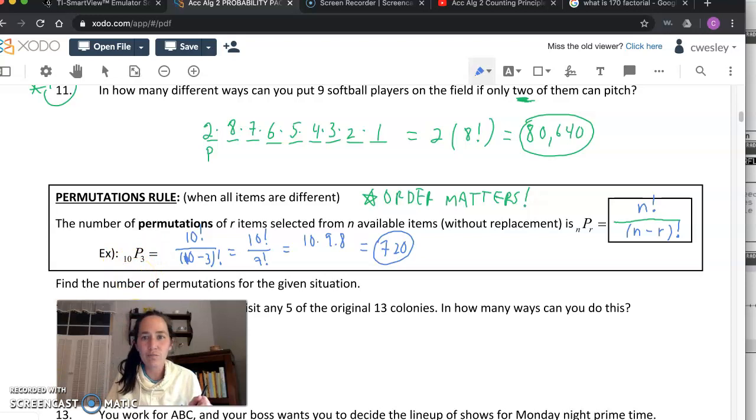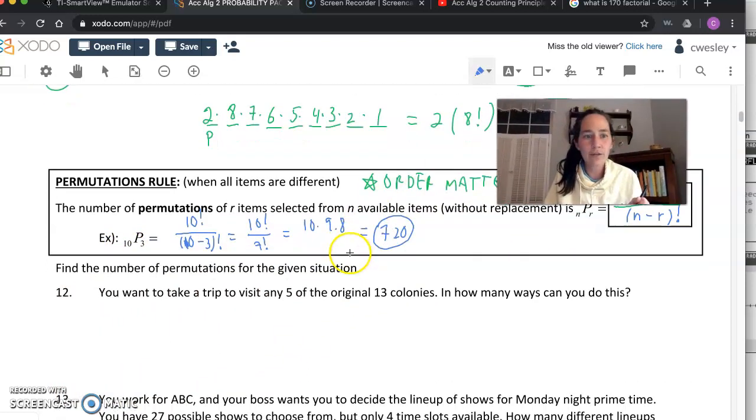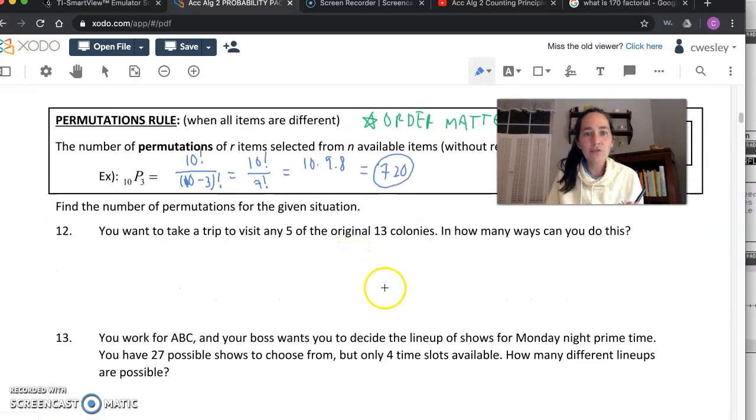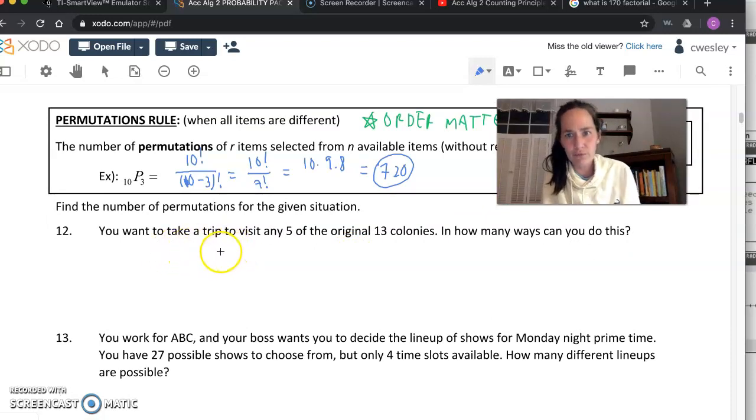And now let's move down the page to numbers 12 and 13. It says you want to take another trip. Okay, so order matters here. A different order, I'm going to visit 5 of the original 13 colonies. That's kind of fun. But if I pick 5 of them, what colonies do I know? Virginia, North Carolina, New Jersey, Connecticut maybe was an original, Pennsylvania, Delaware. Write to me and help me name the 13 original colonies. That's embarrassing that I couldn't just rattle them off.